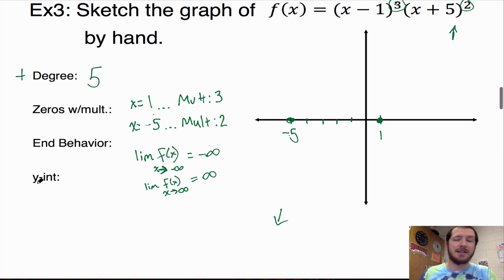Okay, and then lastly, if we want one more point, then we can look at our y-intercept. Find the y-intercept, let x equal 0, and then simplify your function.